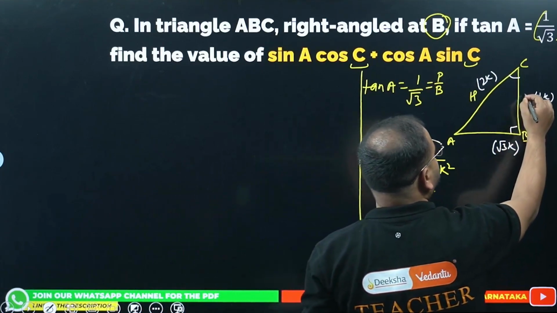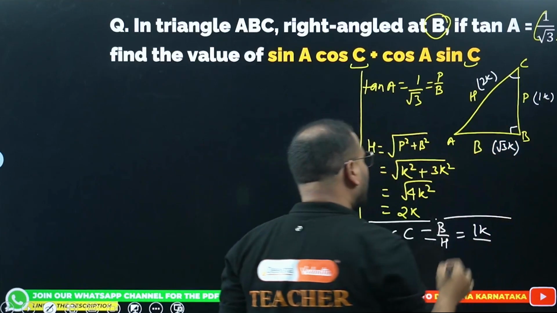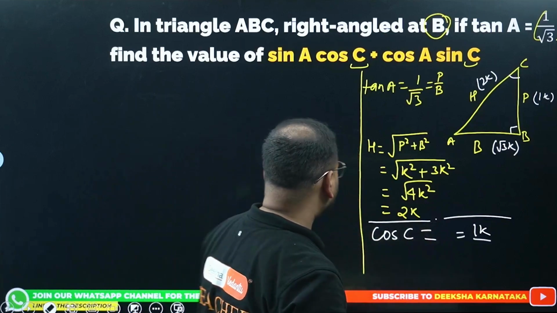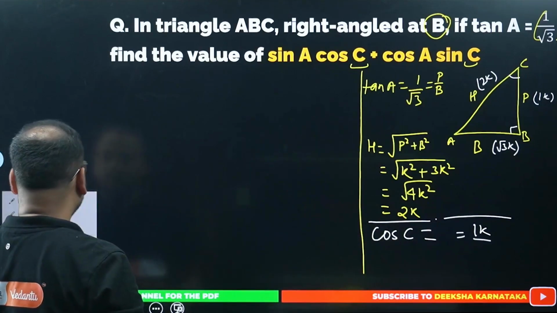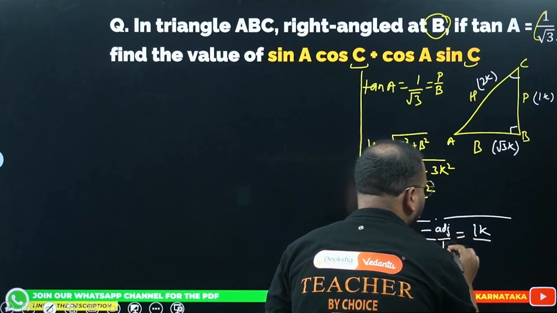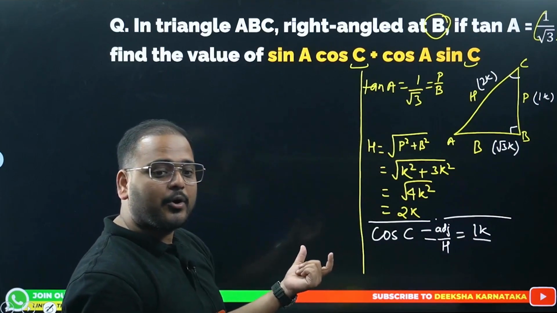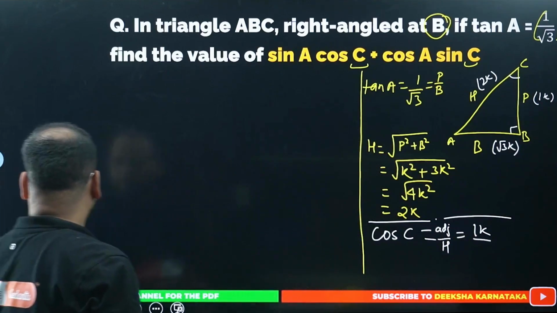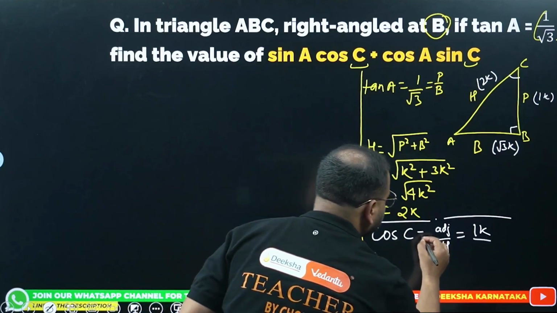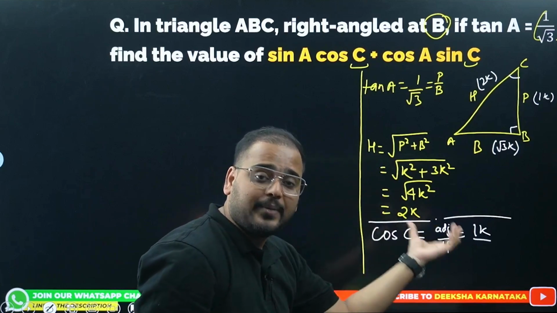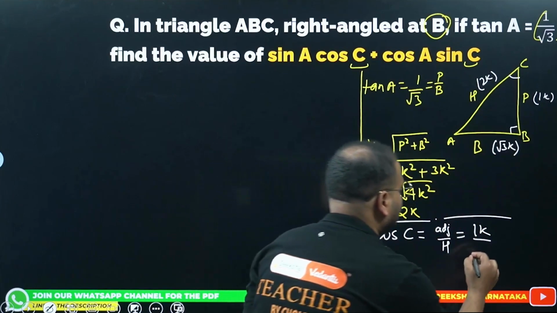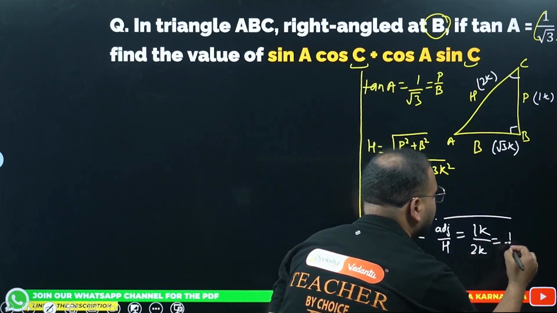Let me do one thing. Write it as P and B only. And over here, instead of writing P, B by H, I'll write it as the other one: adjacent by hypotenuse. Visible, right? So the cos formula is adjacent by hypotenuse, also the base by hypotenuse. So for angle C, adjacent side is 1k, hypotenuse is 2k. Cancel this, you'll get 1 by 2.